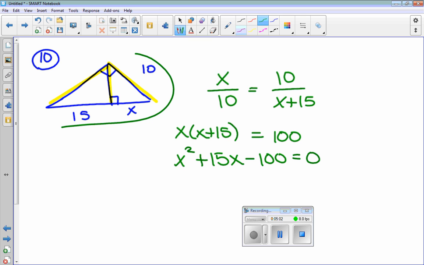Have I ever sung it to you before? Do you want me to sing? No, you really don't. But I'll do it anyway. X equals negative b plus or minus the square root of b squared minus 4ac all over 2a. You're welcome. That'll be stuck in your head forever now, right?